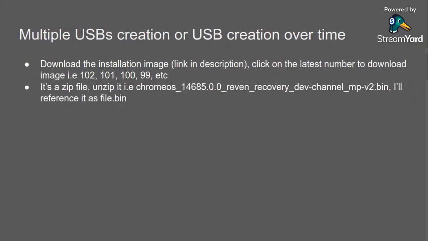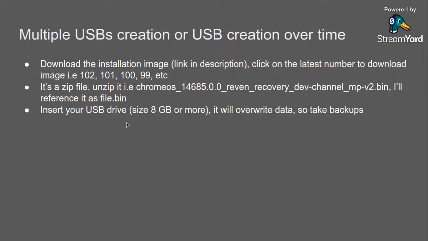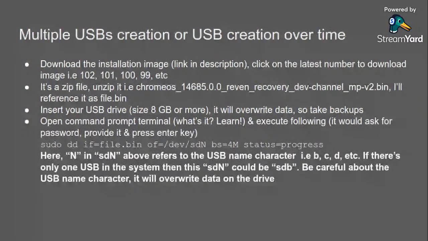The image file will be a zip file. You should unzip it, and it might be named something like Chrome OS, some numbers, recovery dev channel, or whatever its name is. It ends in .bin. I will refer to this file as just file.bin in the coming points. Insert your USB drive. Its size should be 8 GB or more. It will overwrite data, so back up your data from the USB, and open the command terminal.